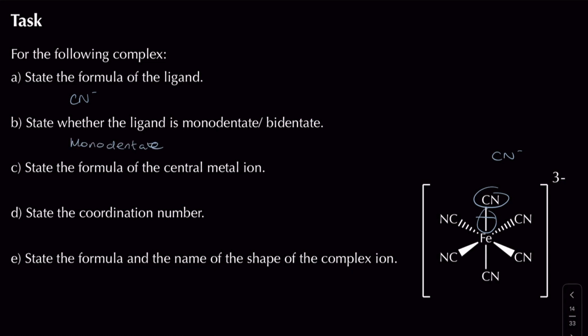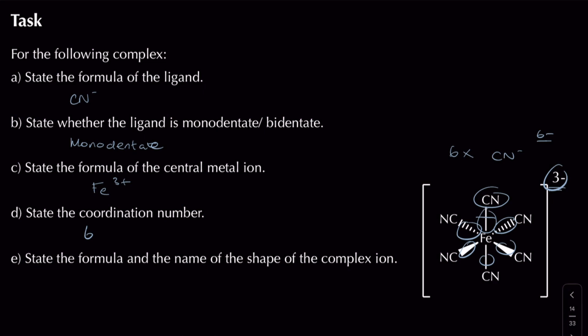If we were to look at the next one, the formula of the central metal ion, well, if we look at the atom, it's iron. If we look at the actual charge, overall it's 3- for all of these 6 lots of cyanide. But then, of course, we also know we've got an overall charge of 3-. How do I get from 6- to 3-? Well, it's just going to be +3. So we end up with iron 3+. The coordination number, I've got 1, 2, 3, 4, 5, 6 dative covalent bonds. It's going to be 6.